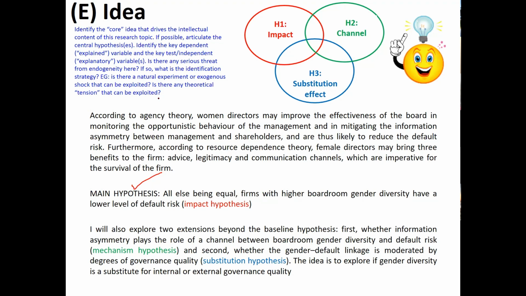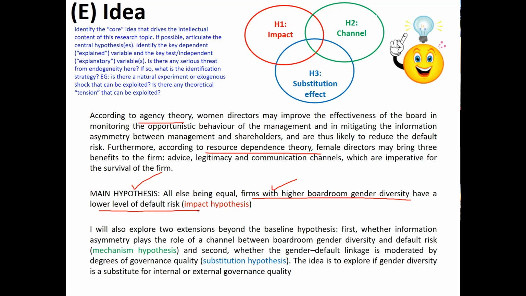What I have done here is use two theories, agency theory and resource dependence theory, to develop the hypothesis. But as I was just completing my PhD, I haven't brought in conflicting theories, which I believe I should have. At that stage, I only used theories that give the same answer. The testable hypothesis was that firms with higher boardroom gender diversity should have a lower level of default risk. That was a straightforward research hypothesis.